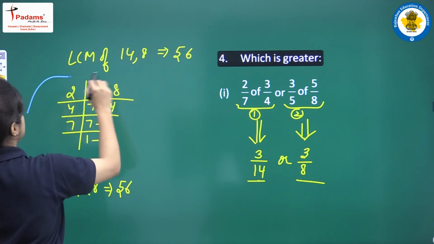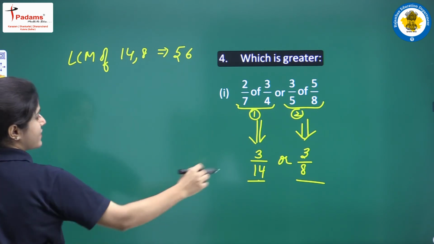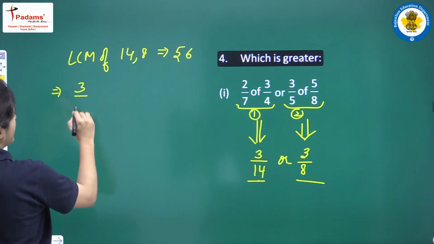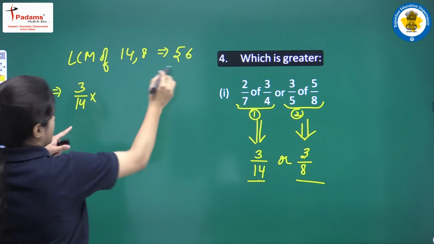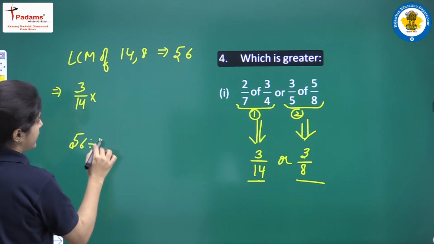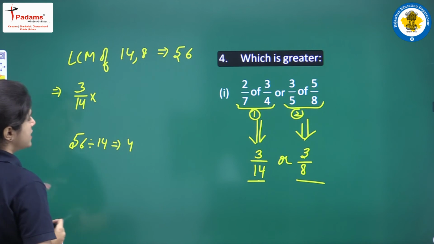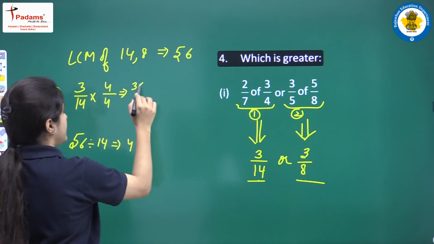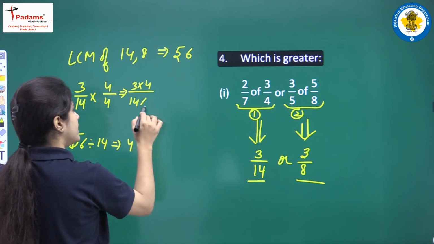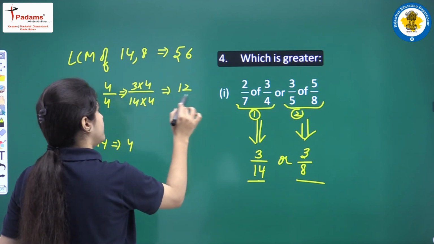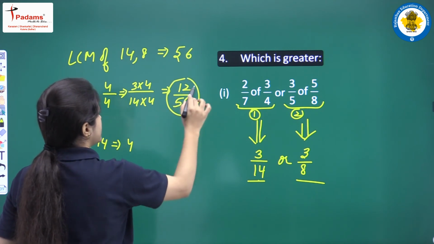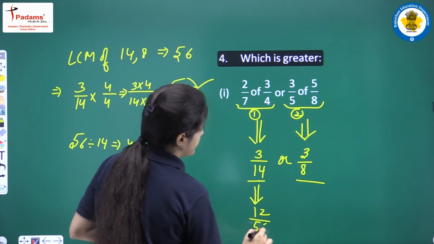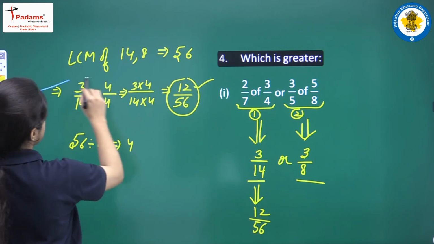Now, we will make the denominator of both these fractions equal to 56, okay students. So, firstly 3 upon 14: 56 divided by 14 is equal to 4, alright students. So, we will multiply both the numerator and the denominator by 4. So, 3 into 4 upon 14 into 4. So, that is 12 upon 56, okay.